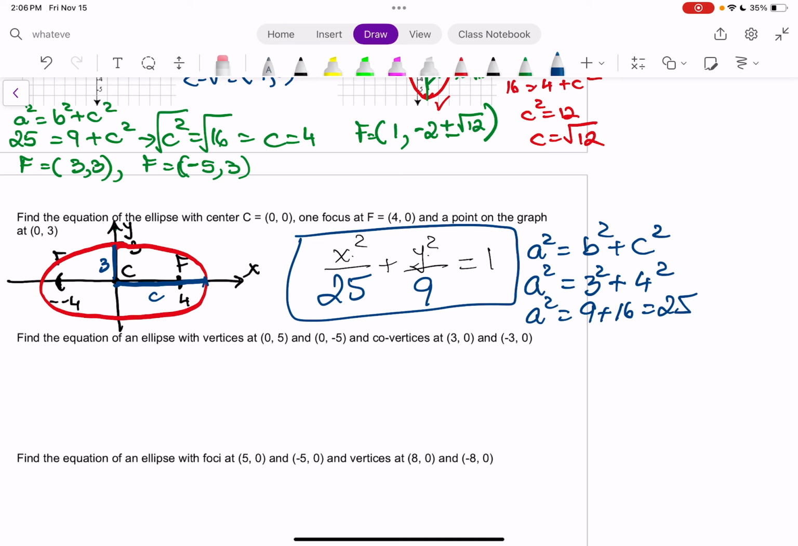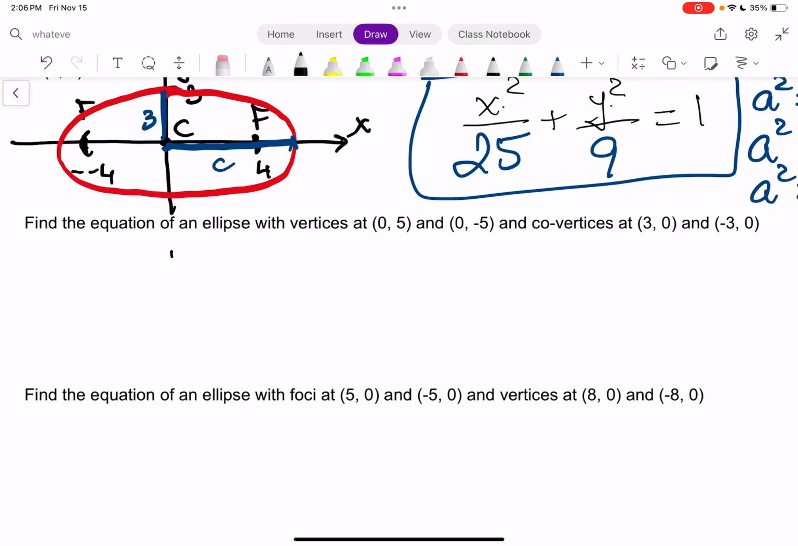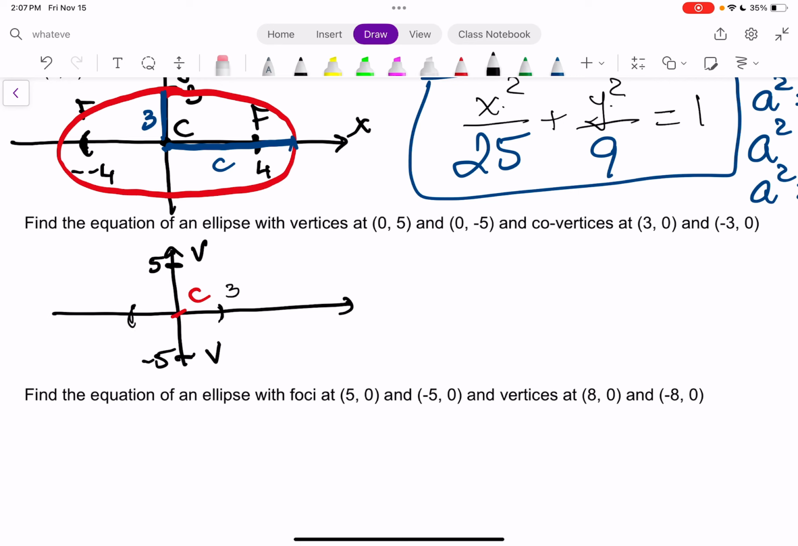So let's try this again. Find the equation of an ellipse. This one's even easier. With vertices at 0, 5 and 0, -5. So these are the vertices. Therefore, the center is smack halfway between the vertices, so it's 0, 0. The co-vertices are at 3, 0 and -3, 0. So that's it. That's really all I need.